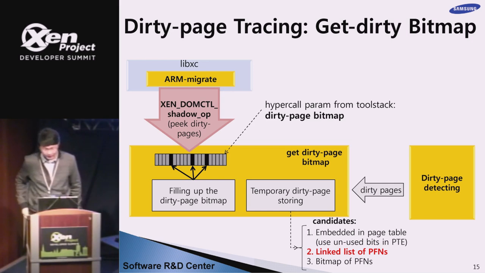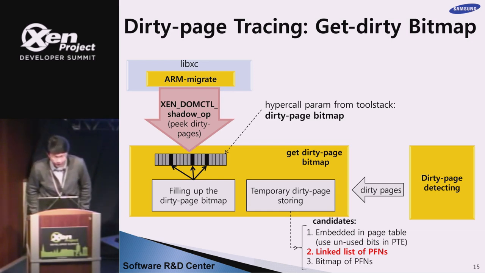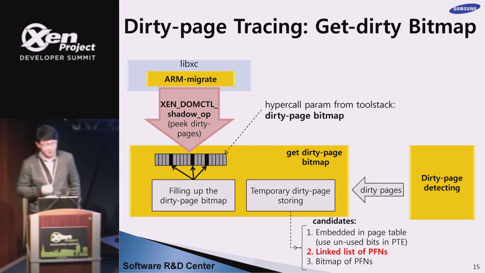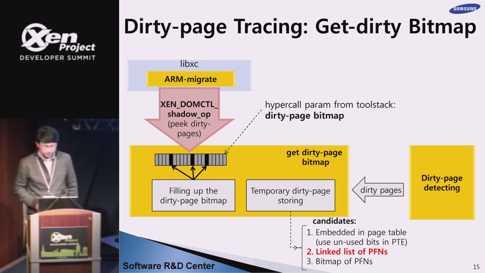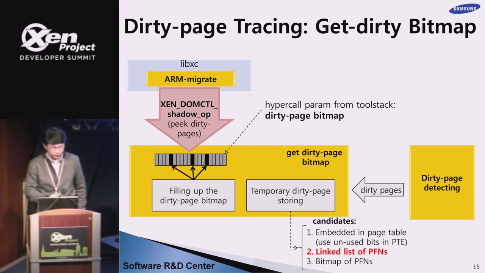And it turns out that there are very optimized methods for finding 0s and 1s in the bitmap, and it is already implemented in Xen. I got some comments that I can use it rather than a linked list, because a linked list requires some kind of memory location in the dirty page detection process, and it is not as efficient as I thought. But the current evaluation was performed with the linked list version.